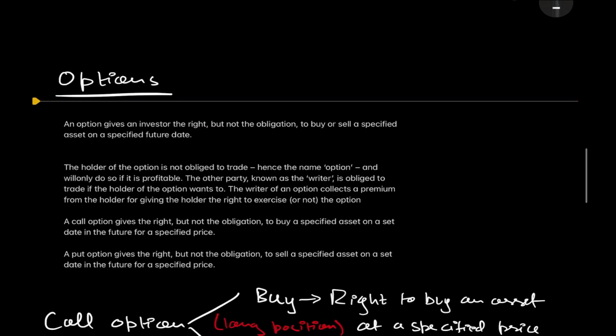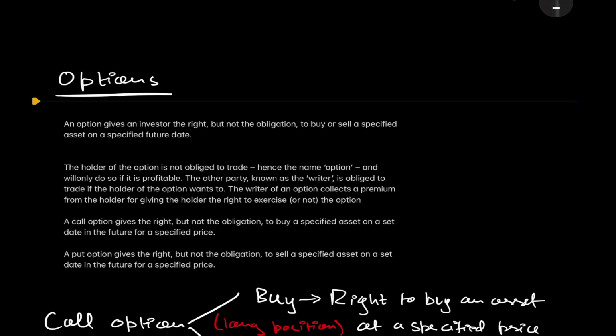Okay, so what is an option contract? An option gives an investor the right but not the obligation to buy or sell a specified asset on a specified future date. So basically the investor, the buyer of the option, gets a right to buy or sell. So there are two types of options. There can be a call option or a put option.